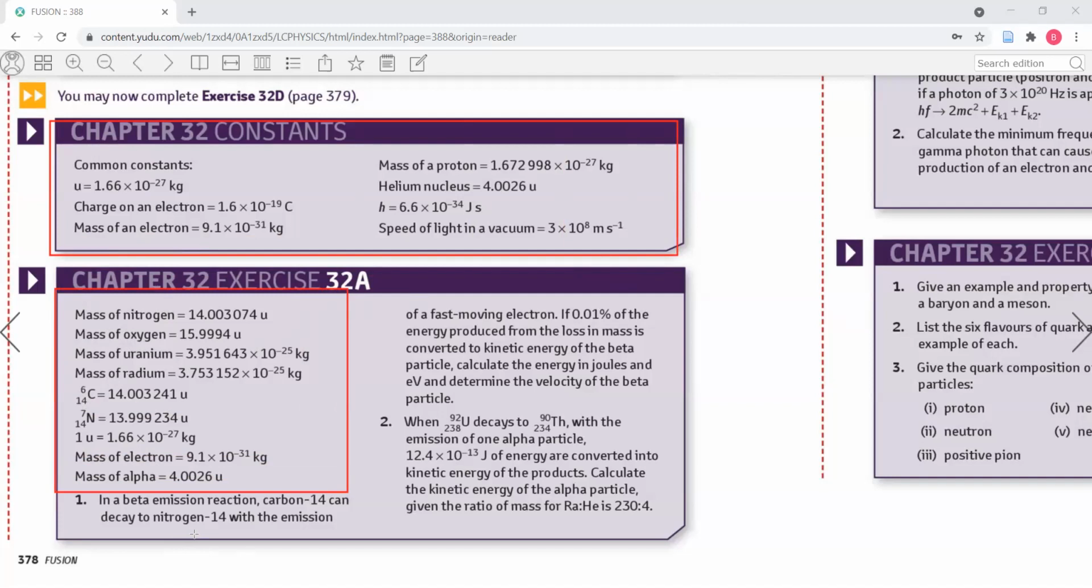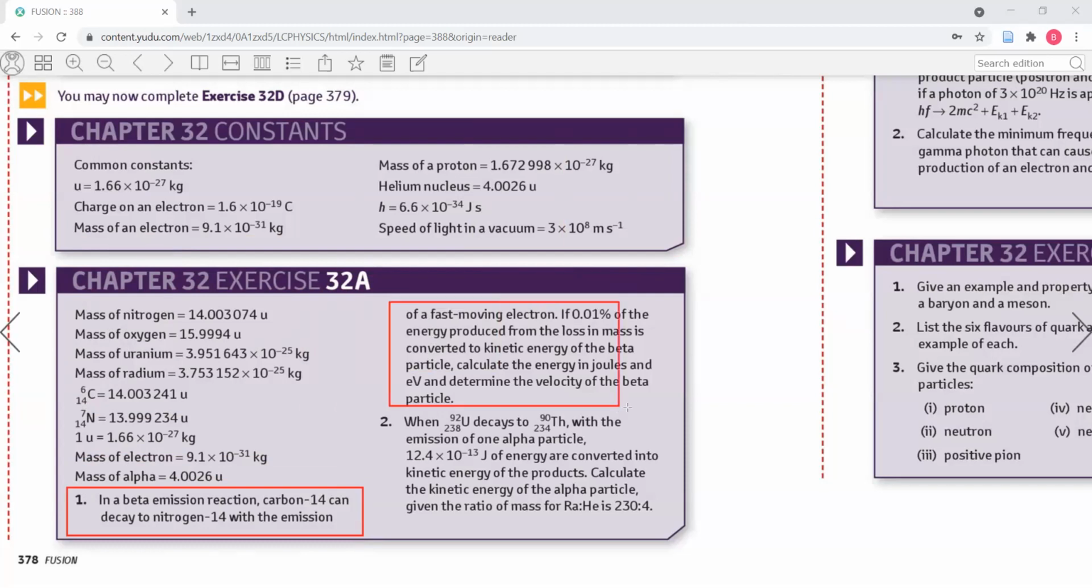So, in a beta emission reaction, carbon-14 can decay to nitrogen-14 with the emission of a fast-moving electron. If 0.01% of the energy produced from the loss in mass is converted to kinetic energy of the beta particle, which remember is just an electron, calculate the energy in joules and in electron volts and determine the velocity of that beta particle. Okay, so this is a conservation of mass energy problem. We'll just get into it now.